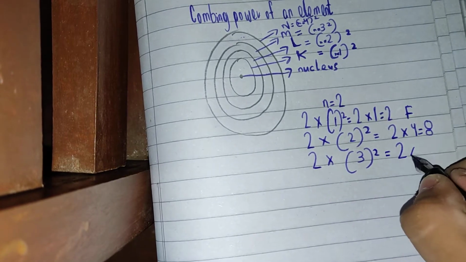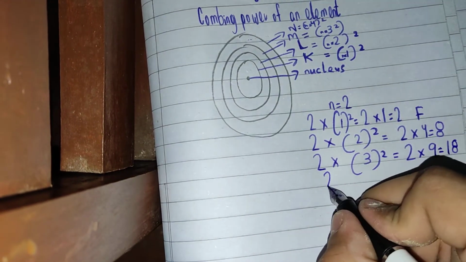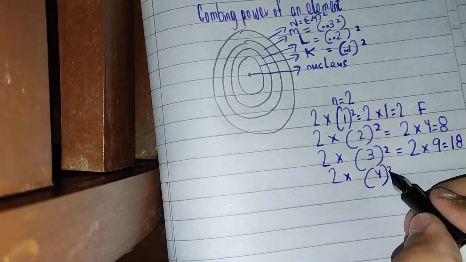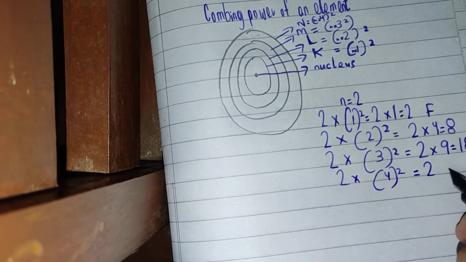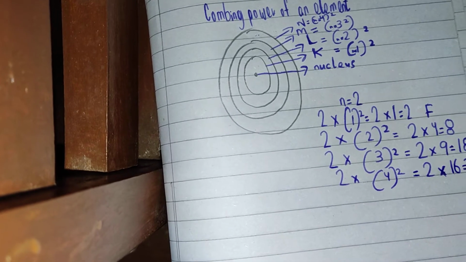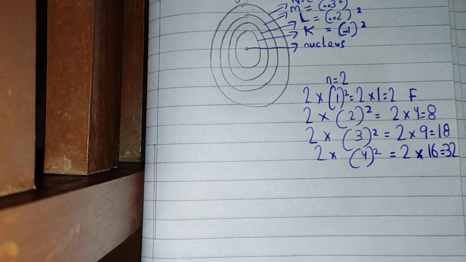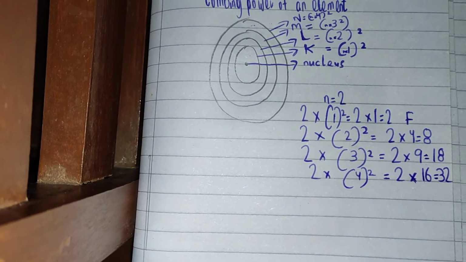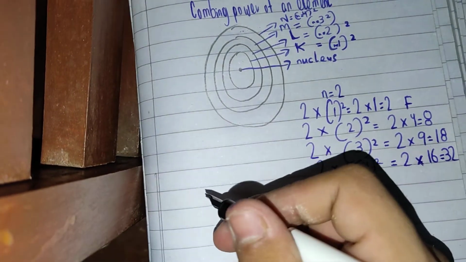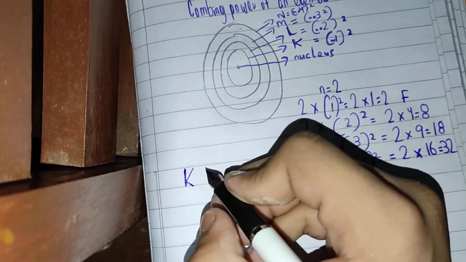Going with the third shell, 3 square: the square of 3 is 9, so 2 multiplied by 9 is 18. For the fourth shell, 2 multiplied by 4 square; the square of 4 is 16, so 32. Okay guys, I'll tell you a thing in which students are mostly confused: in the third shell, why are we taking 8 electrons? First of all, talking about the K shell.